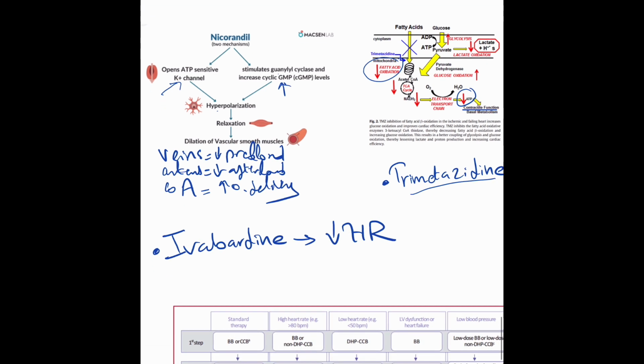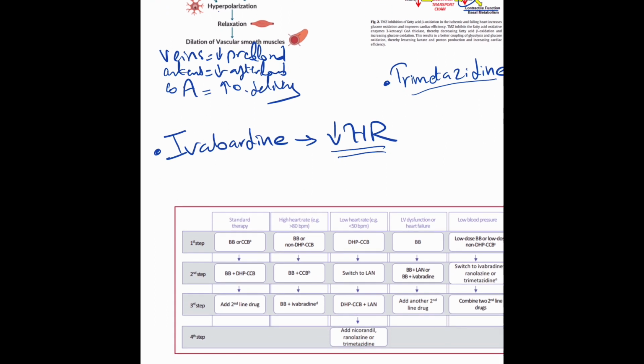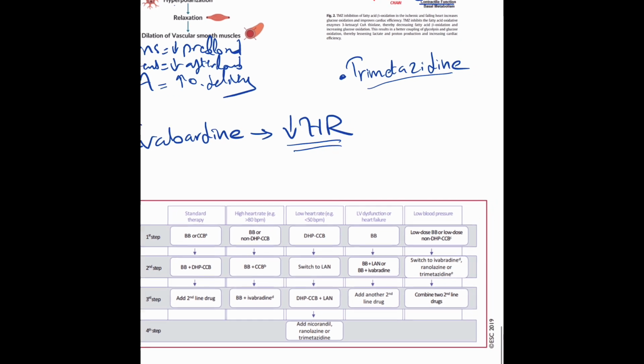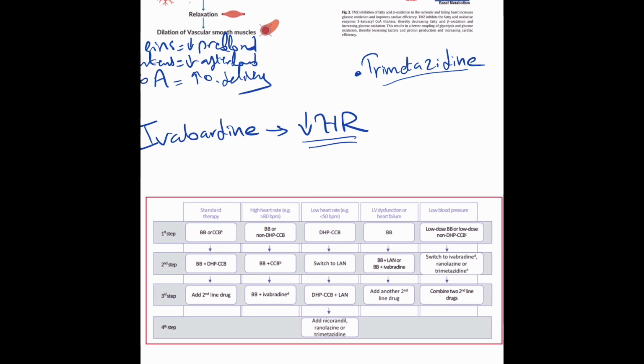Ivabradine essentially decreases the heart rate. I'm not going to talk much about ivabradine since it's essentially an antiarrhythmic medication that will be described a bit later in detail. Now, looking at what you can find in the ESC guidelines is essentially the expected way that you start the therapy when the patient comes in with angina and you're starting long-term prophylactic therapy. You start usually with beta blockers or calcium channel blockers.